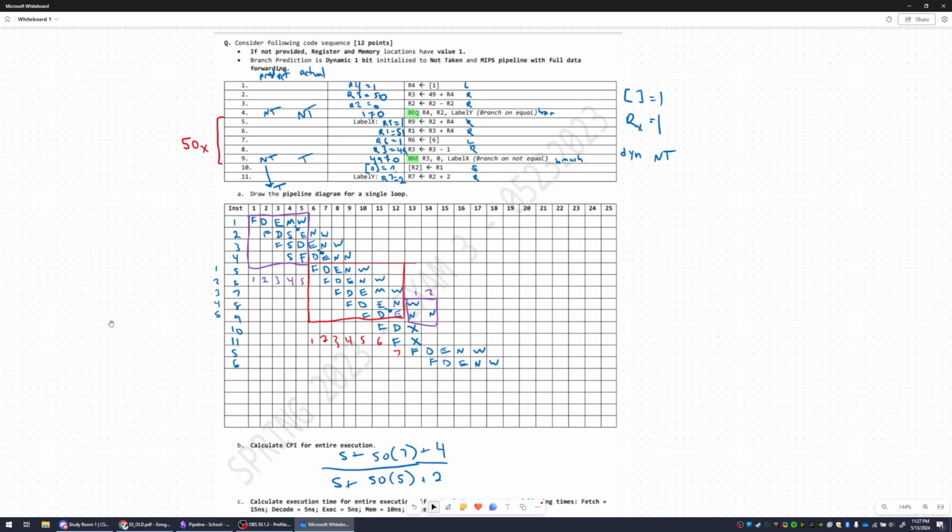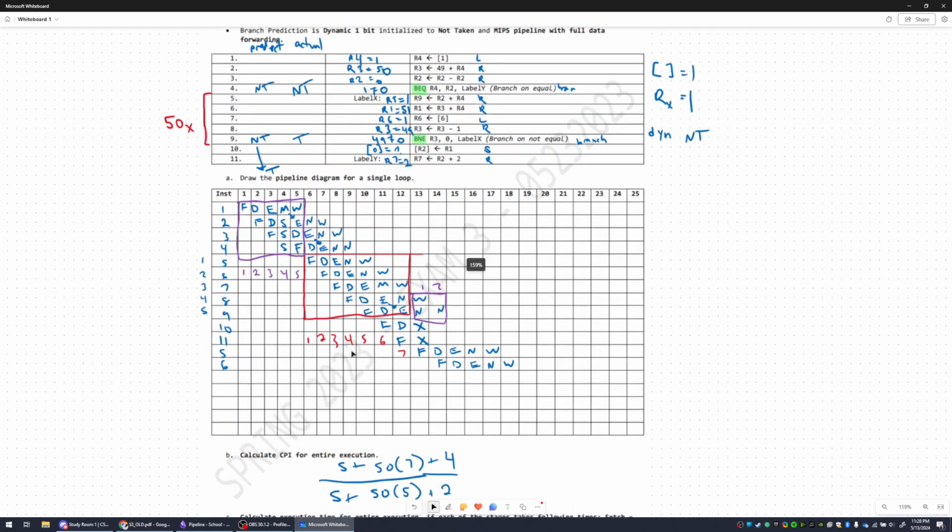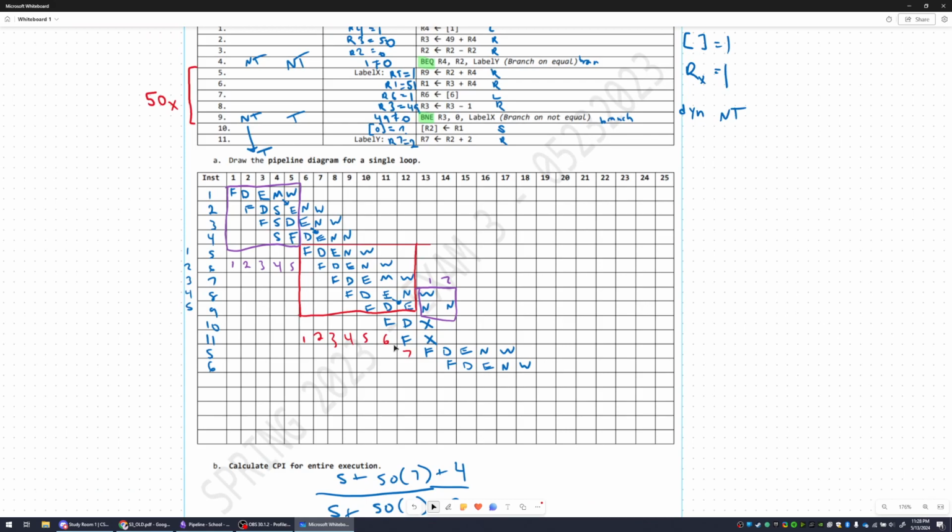So the second branch was taken. So then the other 49 times this loop will happen, the label X branch, it'll assume taken. But the pipeline diagram I've shown for a single loop is only for the first loop. That's why you have lines 10 and 11. The next time this would run, this wouldn't happen, right? Because the branch predictor would say taken, so it would just instead fetch lines like 5 and 6 over here instead.